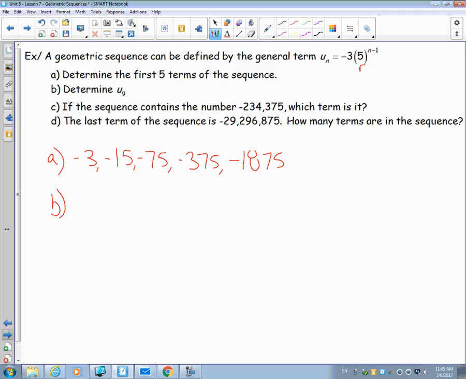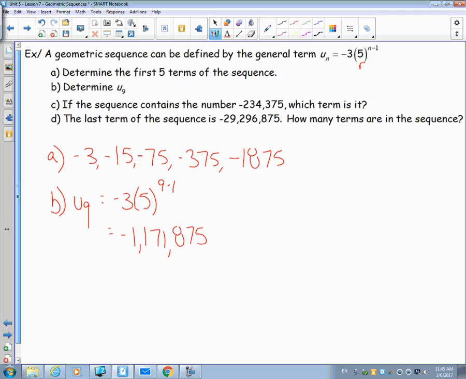Okay, if I want to find u9, I can do that. -3 times 5 to the 9 minus 1, or in other words, to the 8. If I do that, I get a really big number. Geometric sequences are really big usually because they grow so fast. They're exponential. Okay, part C.